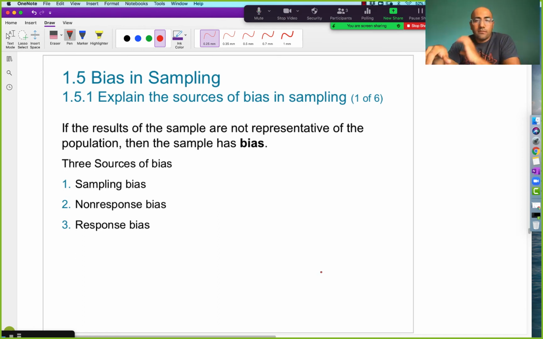Or I randomly pick 100 students, and all 100 are business majors. That would not do a good job of representing the entire school, right? So we want a little microcosm, a little micro universe that represents the whole school. So it should do a good job of having about the same makeup of males to females, about the same makeup of students that are parents versus non-parents.